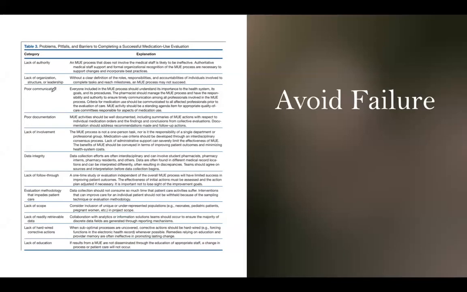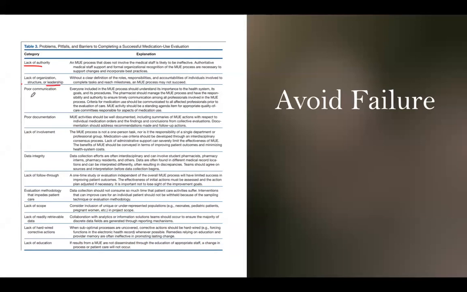So you want to avoid failure, and these are very good. This again is straight from the American Society of Health-System Pharmacists. But lack of authority, you have to make sure you're going through the appropriate committees with the appropriate people. You have to have organization, you have to have structure, and you have leadership. If you don't have that, don't try it.